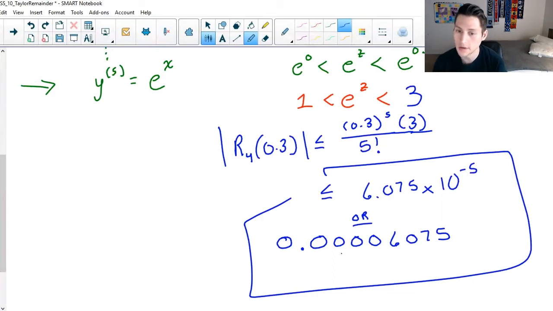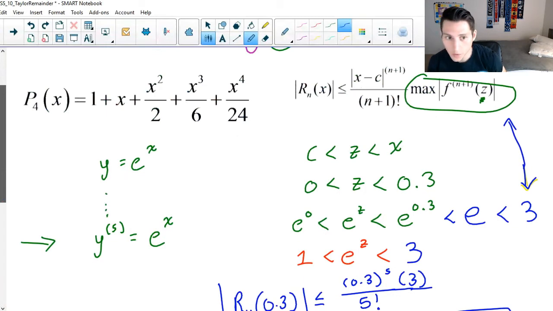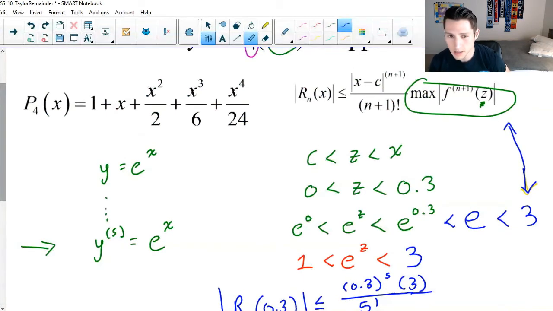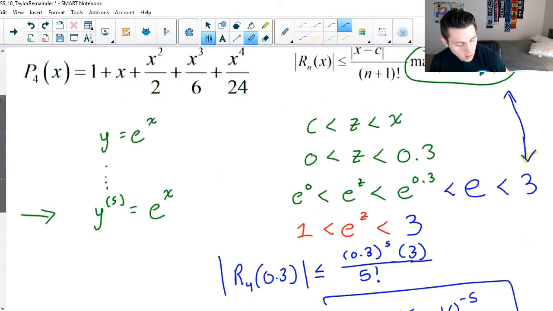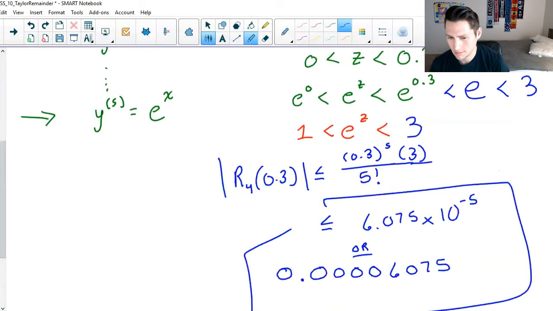This is how close I know that my Taylor polynomial is. If I'm using this fourth degree Taylor polynomial to approximate e to the power of 0.3, that's pretty good. My answer is only going to be off by 6075 100,000ths. It's really close.